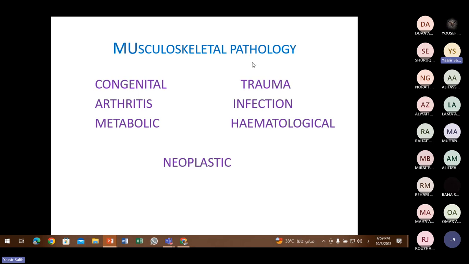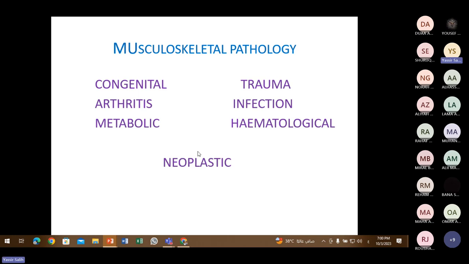The musculoskeletal pathology can be divided into congenital diseases, or trauma, which inshallah will be discussed today, infection such as osteomyelitis, arthritis, joint disease such as osteoarthritis or rheumatoid arthritis or gout, or metabolic such as hyperparathyroidism, or hyperthyroidism with manifestation in the bone. Hematological conditions such as sickle cell or thalassemia can present with musculoskeletal manifestation.